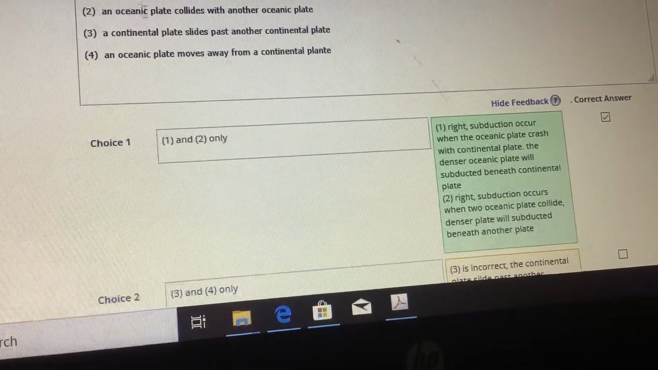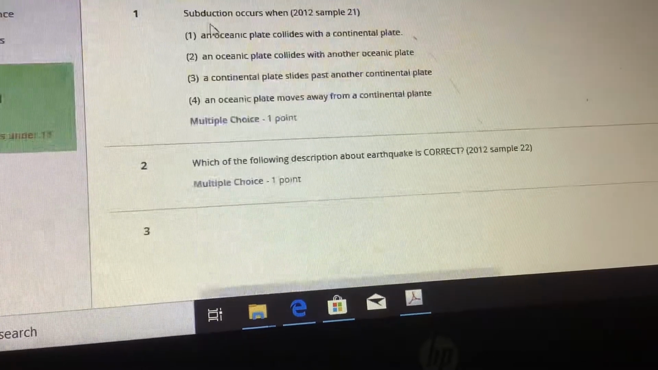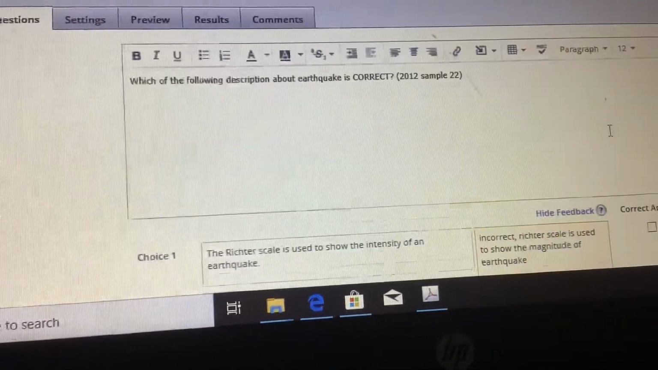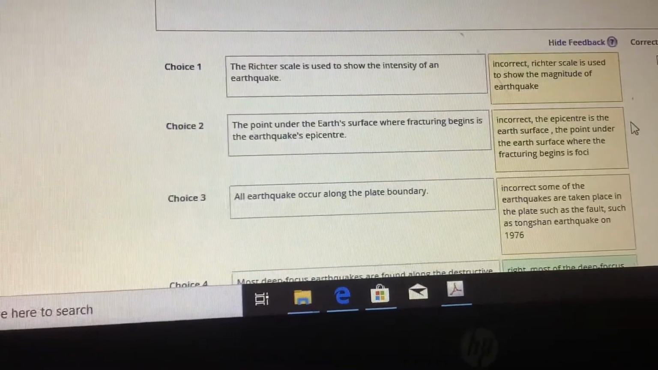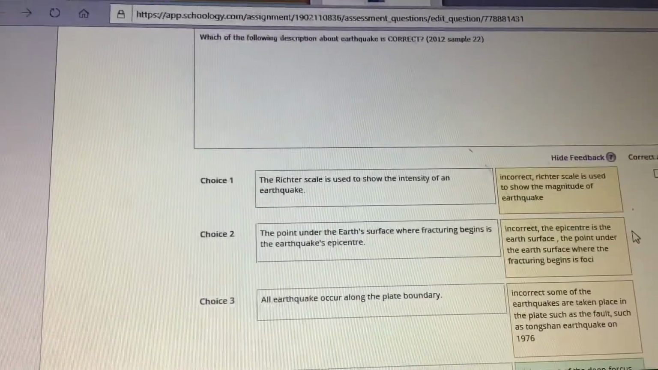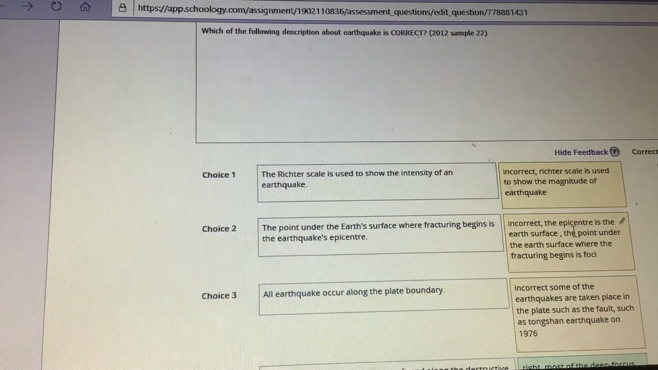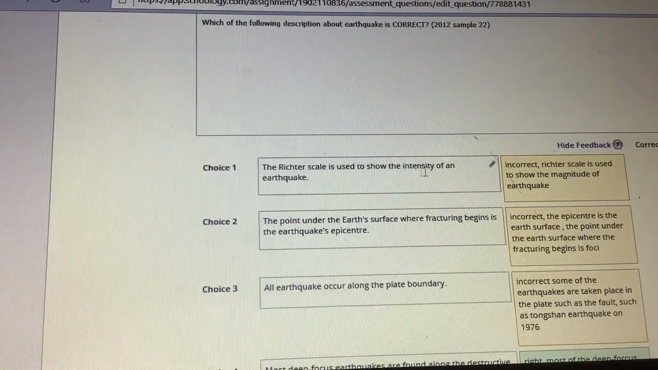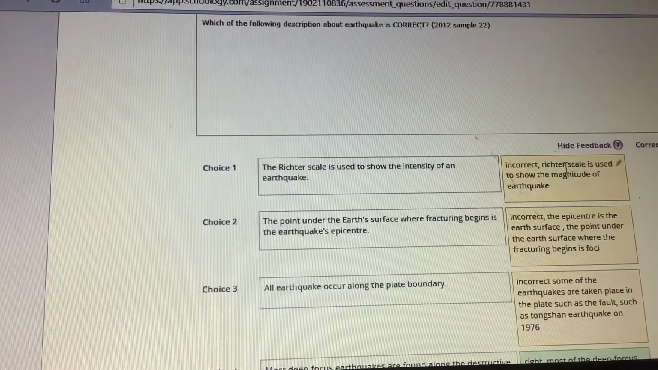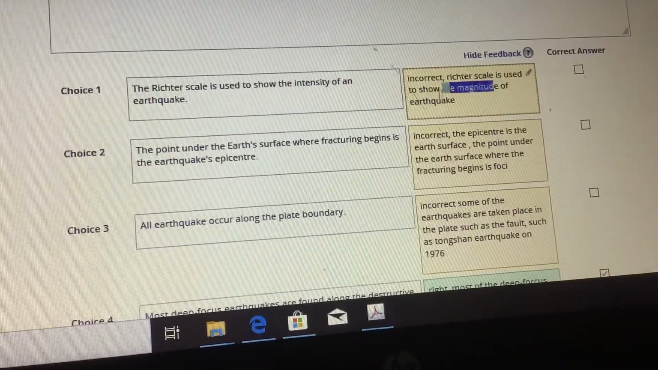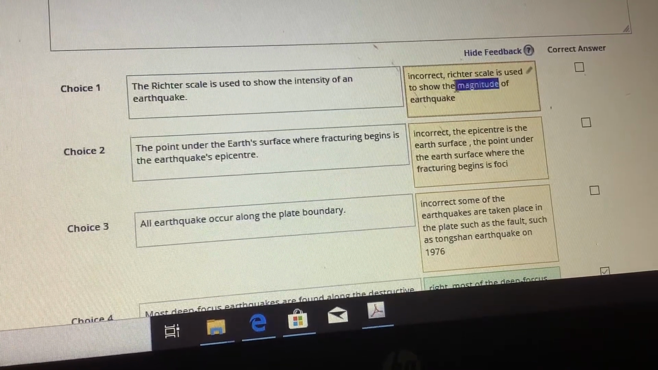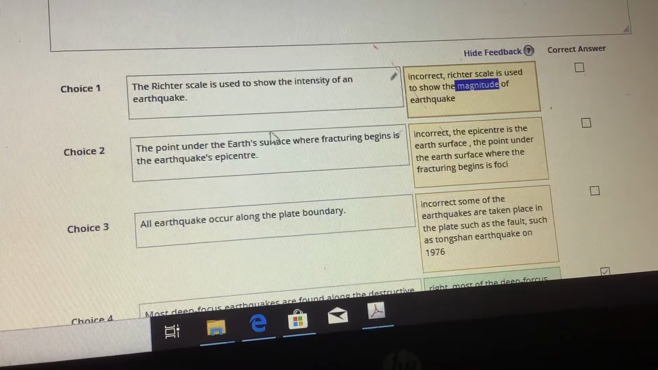And the next question: which of the following descriptions about earthquakes is correct? The Richter scale is used to show the intensity of the earthquake. This one is wrong because the Richter scale is about the magnitude of the earthquake.